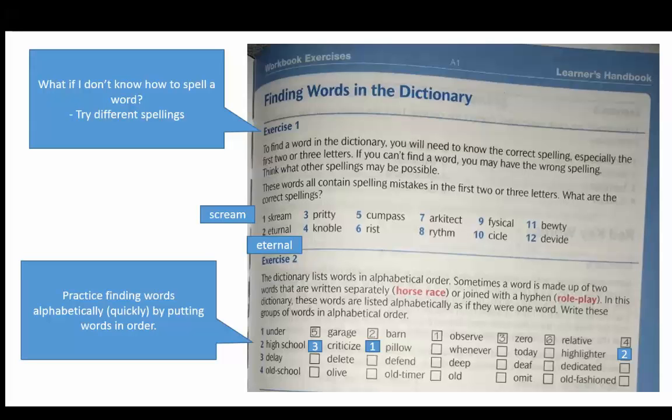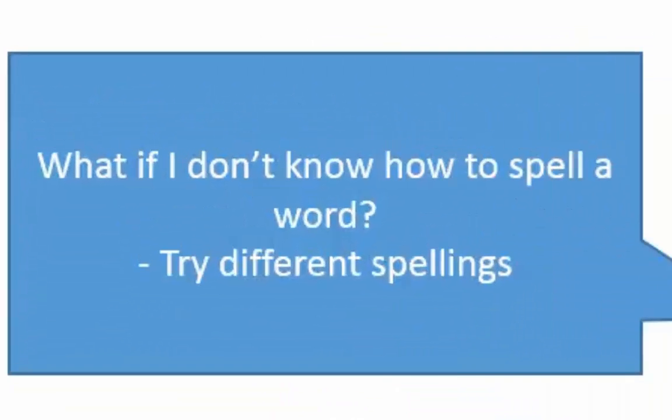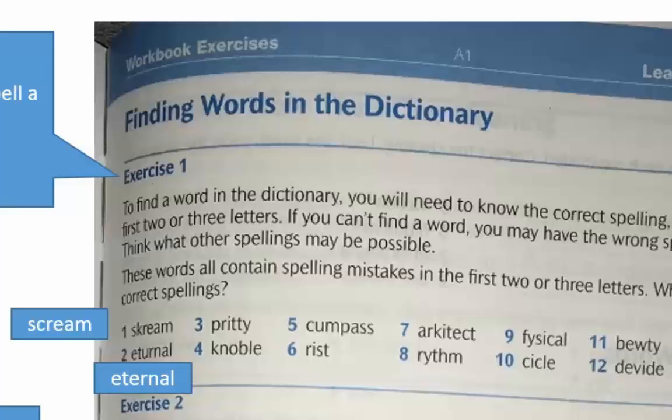So the first exercise just reviews how to find a word, especially when you don't know the spelling. Remember, you can just try different spellings if you're not sure how to spell it. For example, you're not sure if it starts with a K or a C. They both sometimes have that K sound, so look it up under both letters. So look at these examples here, and you'll see some misspelled words like scream and eternal. If you're not sure how to spell it and you start looking it up under S-K-R-E, and you find, oh, there's no word there, then you might try S-C-R-E, and then you'll find the word scream.